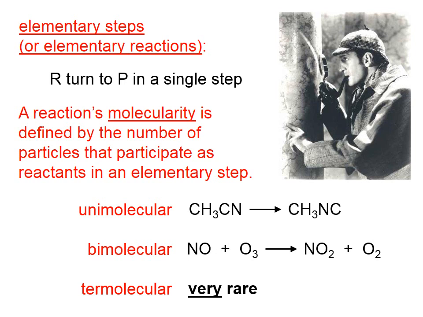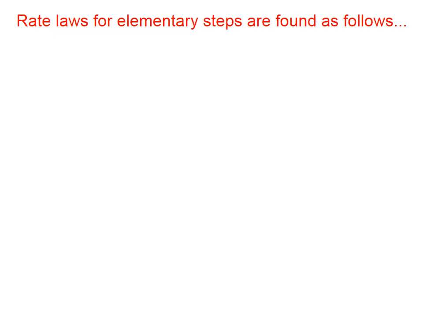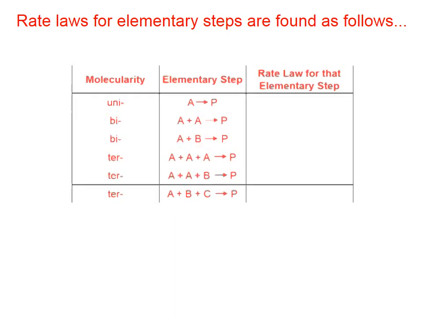It is very rare that three particles would meet at exactly the right spot, in exactly the right orientation, in order to produce some kind of a change. We're not really even going to talk about termolecular reactions. Unimolecular and bimolecular is what we're going to limit ourselves to. Writing rate laws for elementary steps is very simple, and here's how you do it.